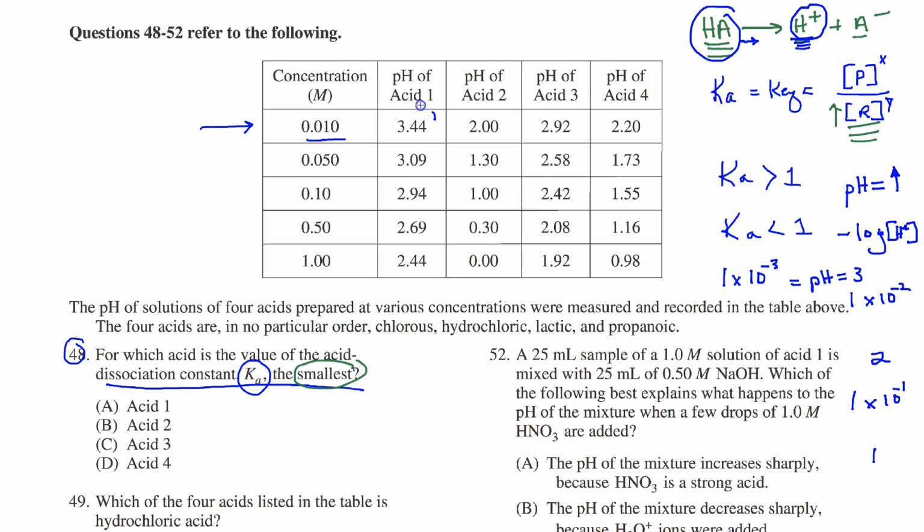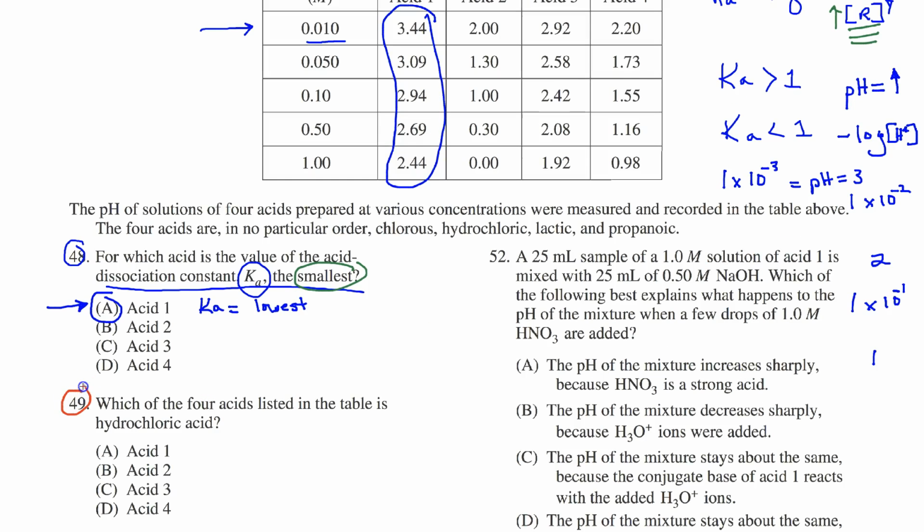So the one with the largest pH per any concentration of any row is acid 1. It is the weakest acid, and it's got the Ka that must be the lowest, which shows you it has the weakest ability to dissociate into a proton and its conjugate base. 48 is A. On to 49.